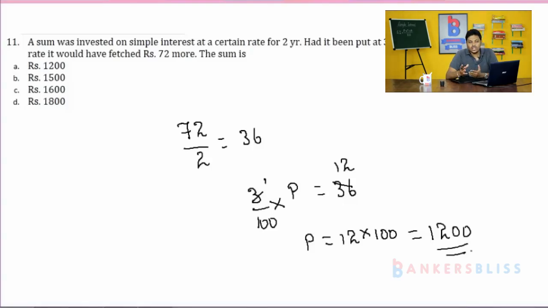So it is very easy. If you adopt this type of methodology, definitely you can solve within 5 to 8 seconds, not more than that. So you can save a lot of time here. So P is equal to 12 into 100, 1200 is your answer. So let us go for the next problem.